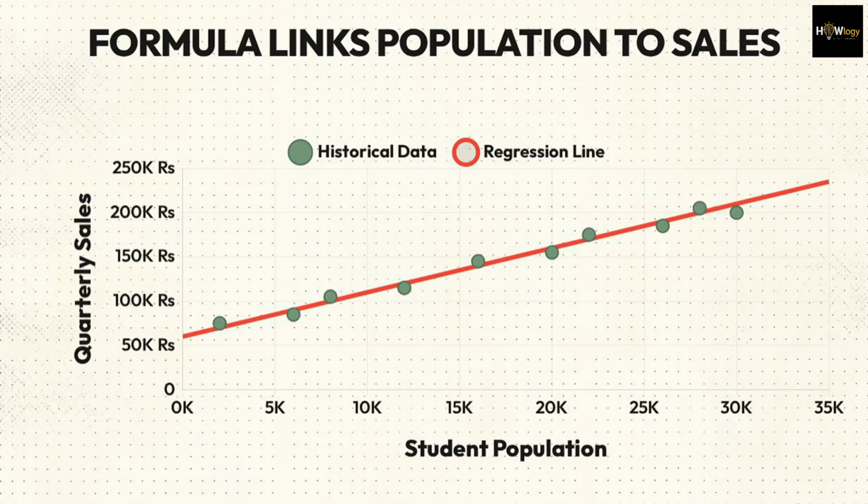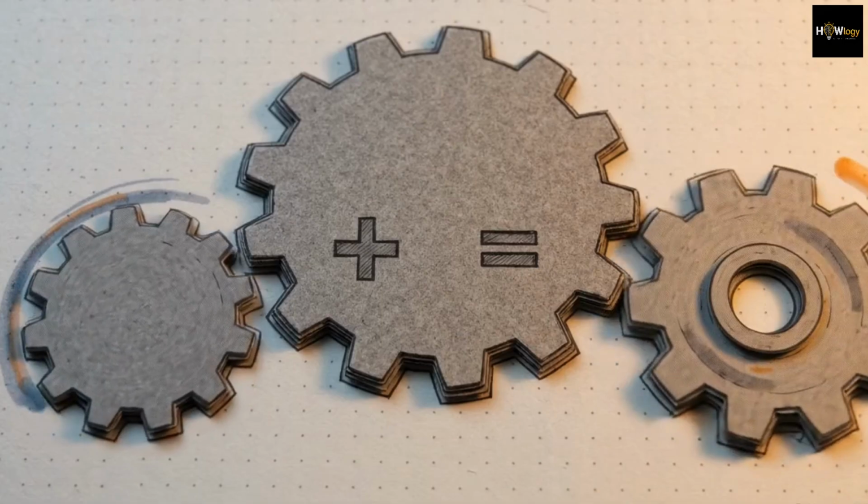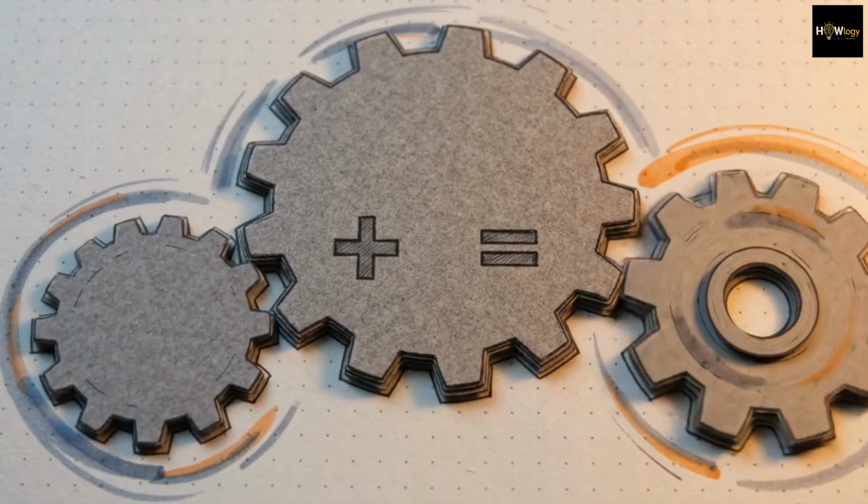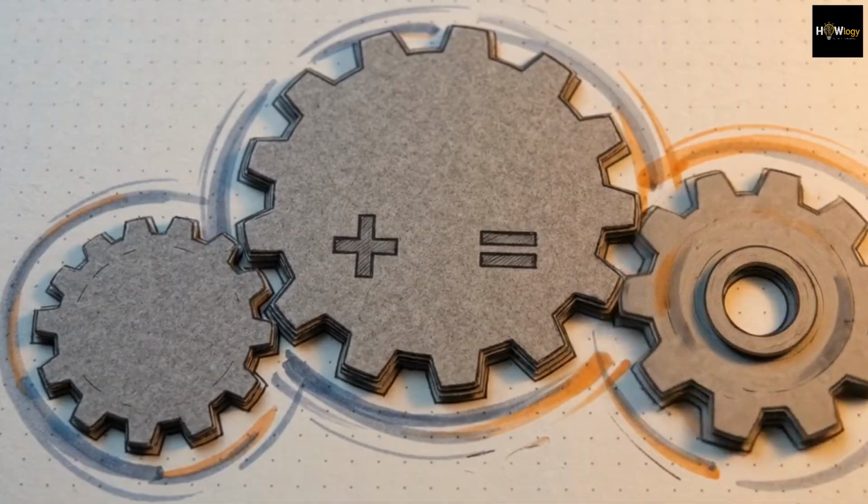Let's break that down. The 60 is the intercept. It dictates that if a restaurant had exactly 0 local university students, its baseline quarterly sales would still be 60,000 rupees. The 5 is the slope. This tells us that for every additional 1,000 students in the local population, the quarterly sales will increase by an average of 5,000 rupees. That simple two-part equation is the engine that converts a messy historical trend into a strict, workable mathematical rule.